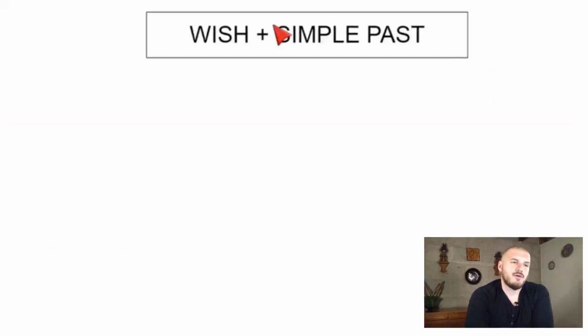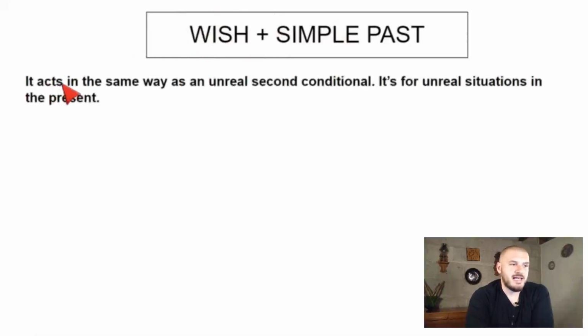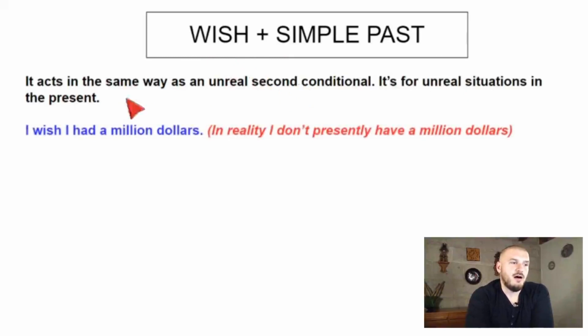When we're talking about the second conditional, lo de si fuera, si pudiera, estamos hablando también de deseos, ¿no? So wish is a verb in English, which is very important. It basically acts in the same way as an unreal second conditional. It's for unreal situations in the present. ¿Cómo decir ojalá tuviera en lugar de solo si tuviera? Ojalá tuviera in English would be I wish. I wish I had $1 million. Ojalá tuviera $1 million. In reality, I don't have $1 million right now.